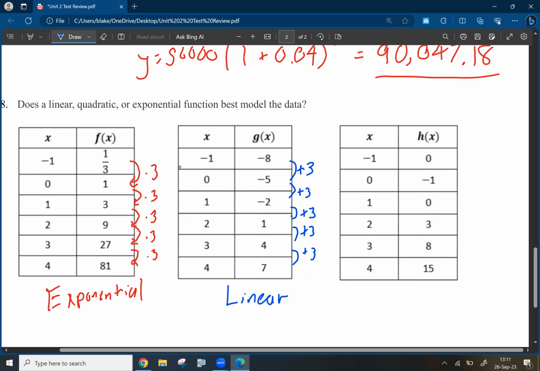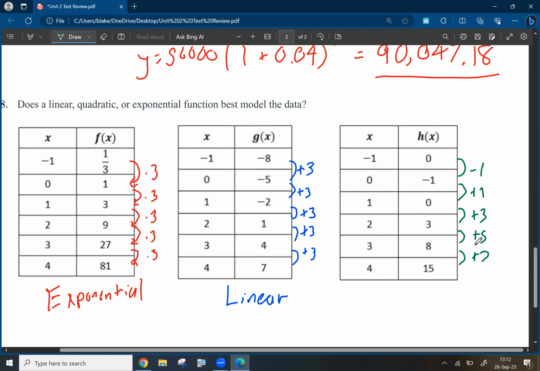And then final table. Again, it's not multiplying, but we can see a pattern. 0 to -1 is down 1. -1 to 0 is up 1. 0 to 3 is up 3. 3 to 8 is up 5. And 8 to 15 is up 7. So it's not exponential because we're not multiplying. It's not linear because we're adding by different amounts.